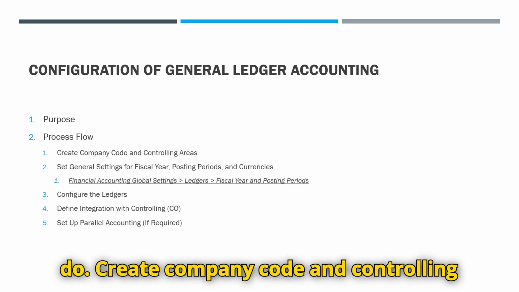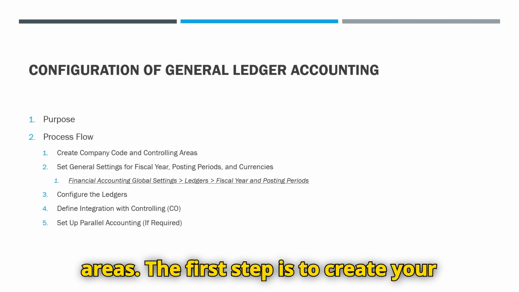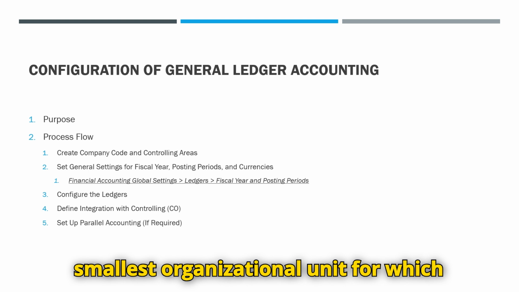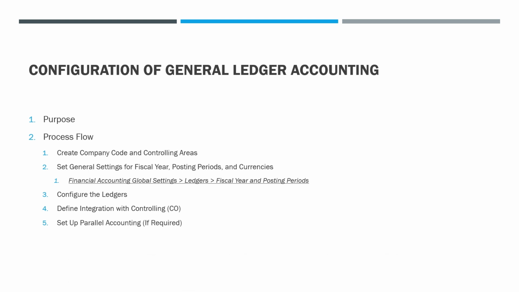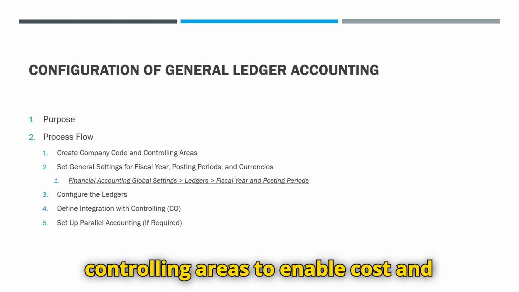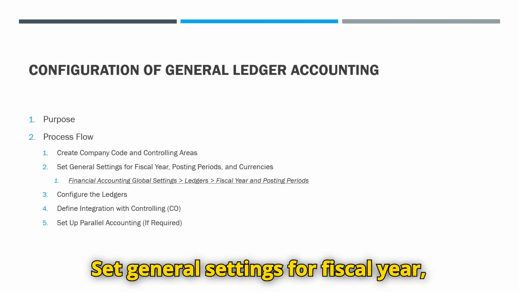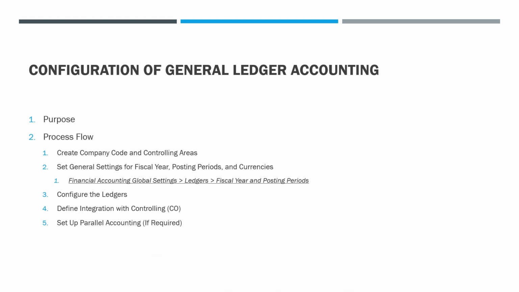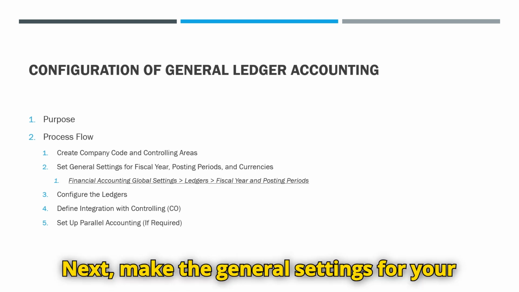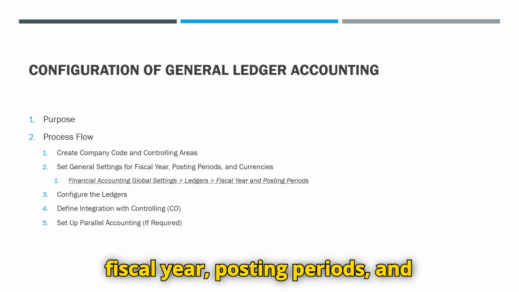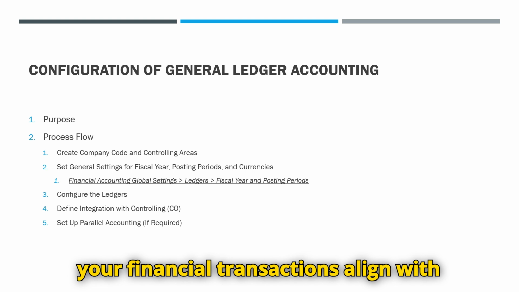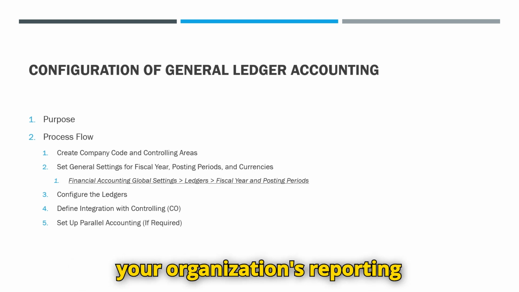Create company code and controlling areas. The first step is to create your company code, which represents the smallest organizational unit for which financial statements are created. Additionally, define one or more controlling areas to enable cost and revenue tracking for your organization. Set general settings for fiscal year, posting periods, and currencies. Next, make the general settings for your fiscal year, posting periods, and currencies. These settings ensure that your financial transactions align with your organization's reporting requirements.